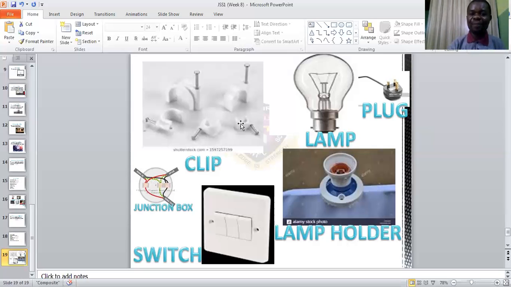This is the clip. When you fix cable as it's going, you use this one to hold it. That is the work of the clip. So these are some of the examples of the accessories we are talking about.